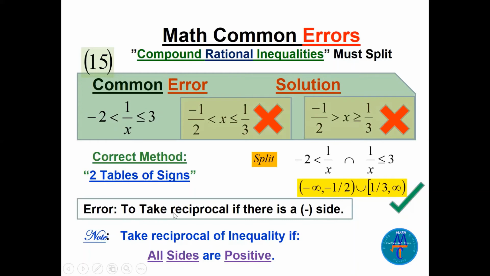What is the error here? Taking the reciprocal because we have a minus. See, if all are plus, all positive, we can take the reciprocal. Now, the only way we can do this: minus 2 less than 1 over x, you see, split it, intersection, the other one, 1 over x less than or equal to 3. You need a table of signs. You bring everything on one side. Here you bring everything on one side. Make it another table, find the intersection. That's the answer: minus infinity to minus half, open, union, closed 1/3 to infinity.